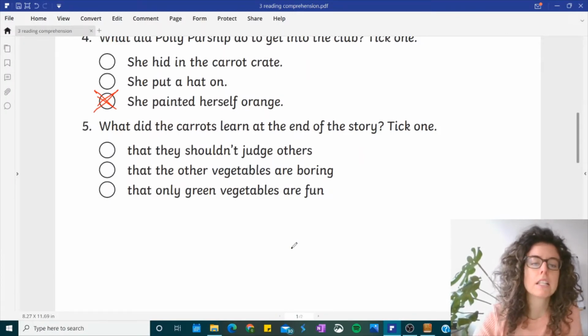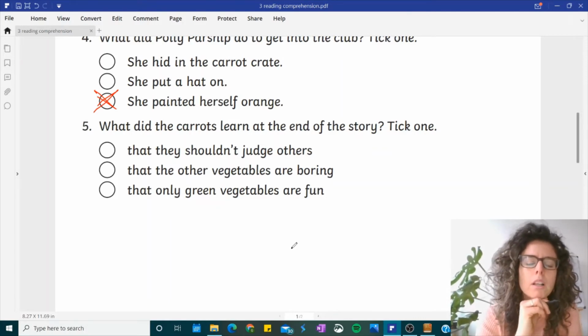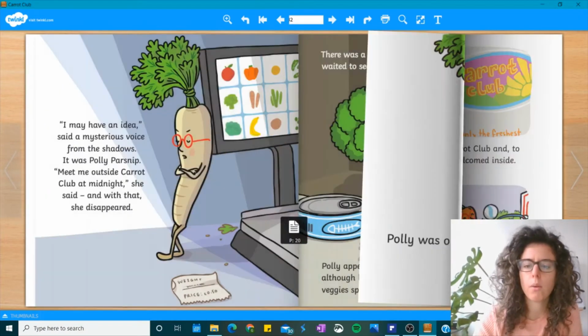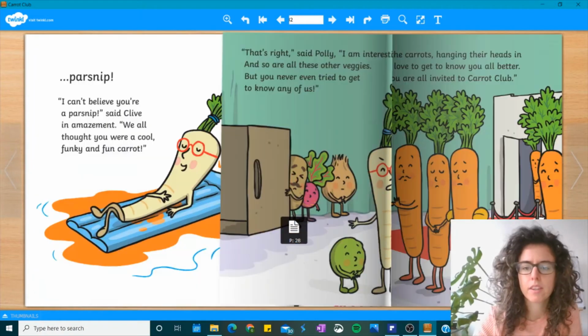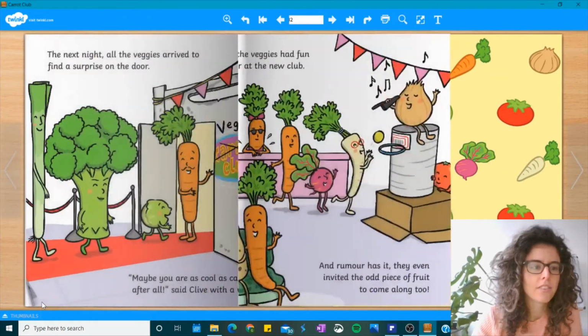Okay, let's see. Number 5. What did the carrots learn at the end of the story? Tick 1. They learned that they shouldn't judge others, that the other vegetables are boring, or that only green vegetables are fun. What do you guys think? Think it's number 1 or number 2 or number 3? I don't really remember. Let's go back to the book for evidence. We have to go all the way to the end, right?